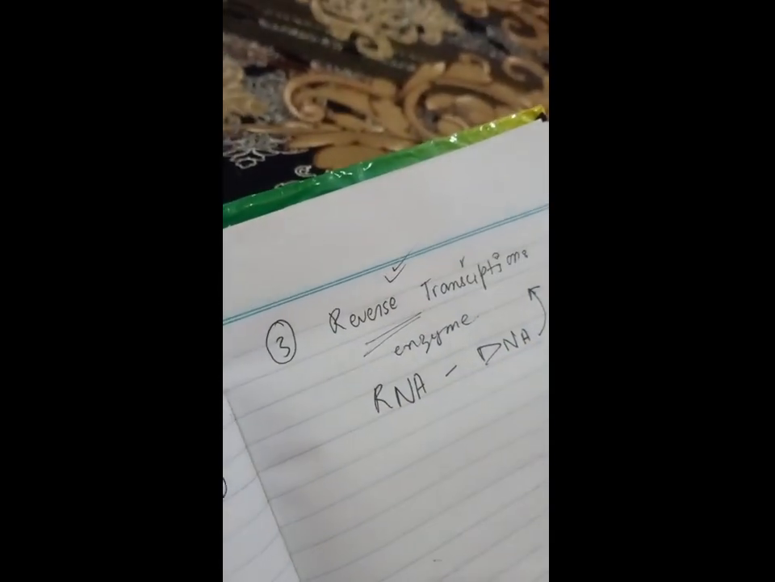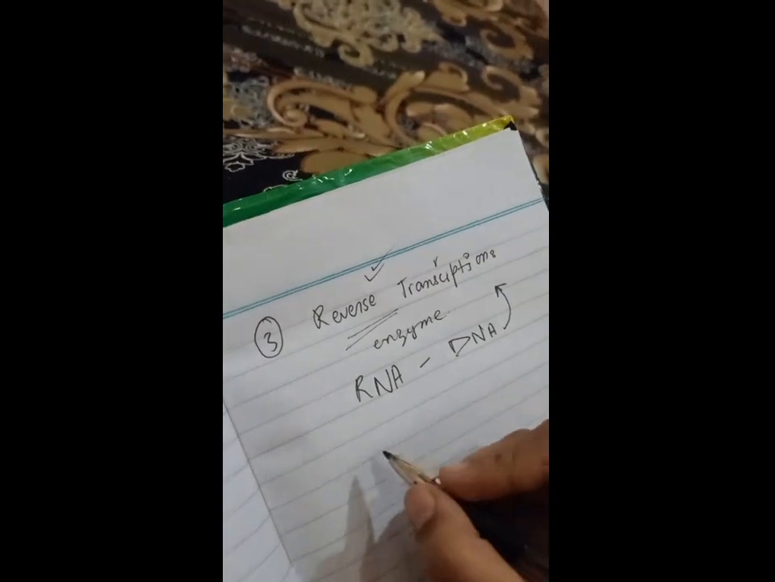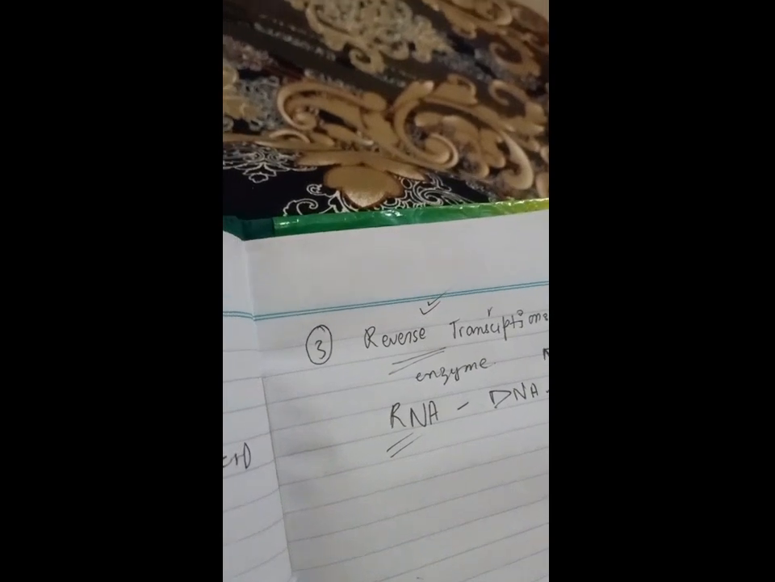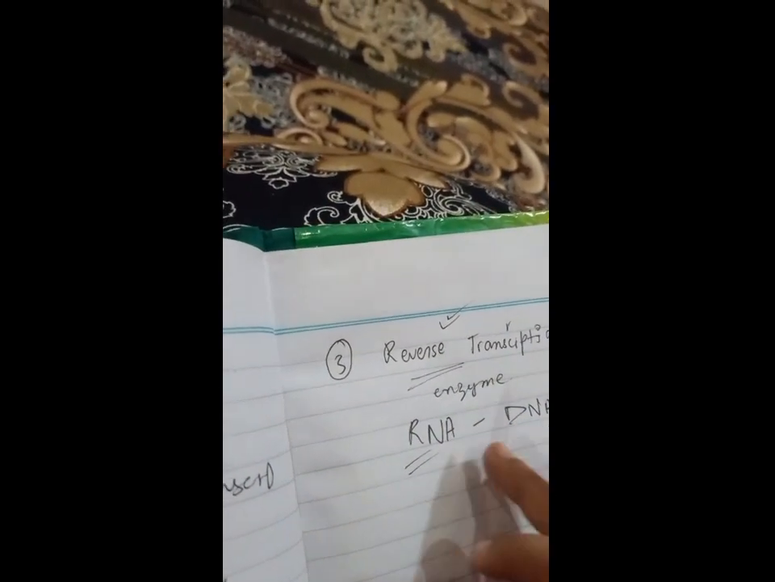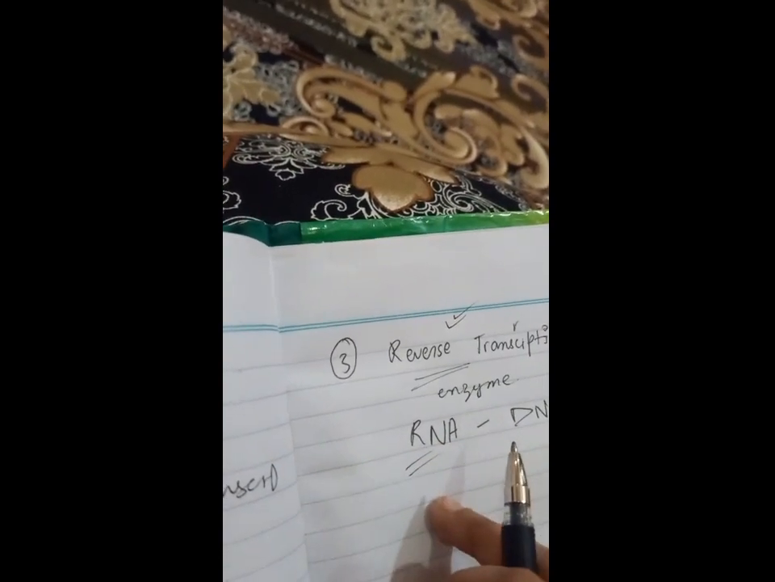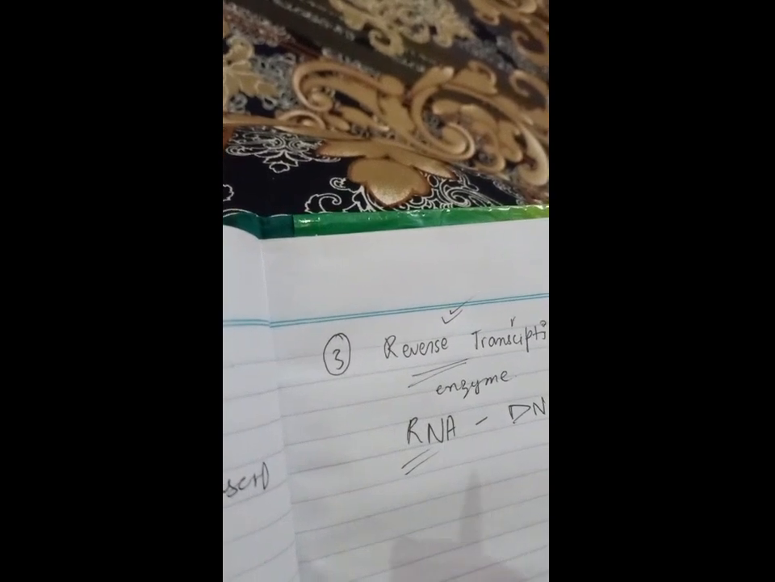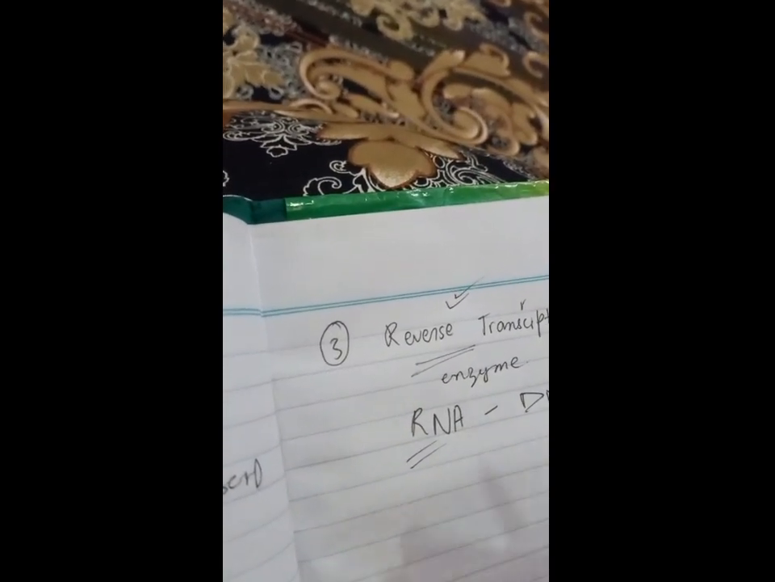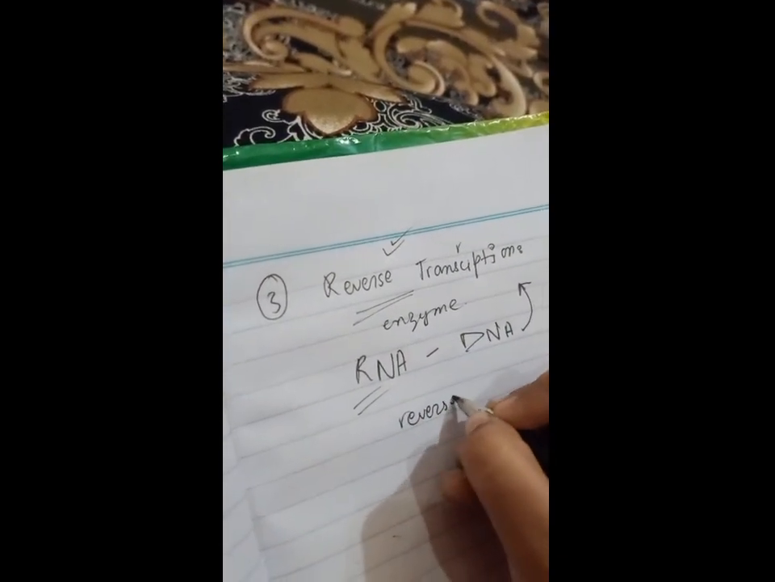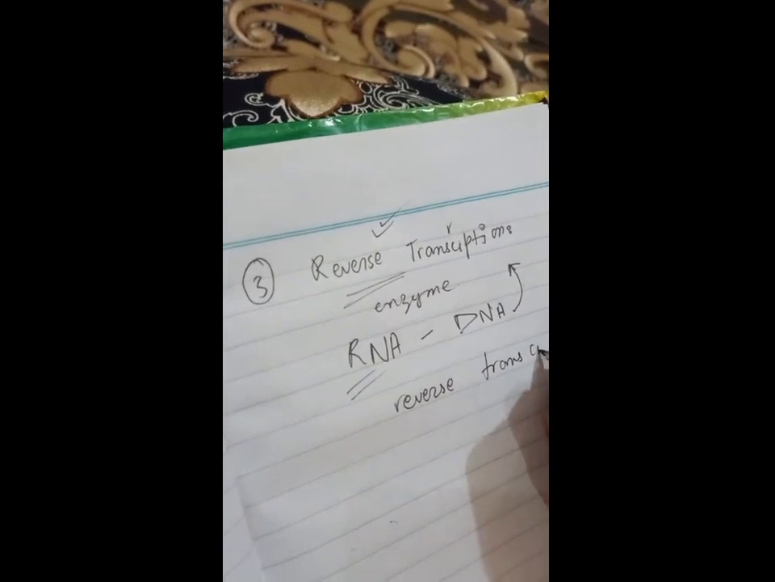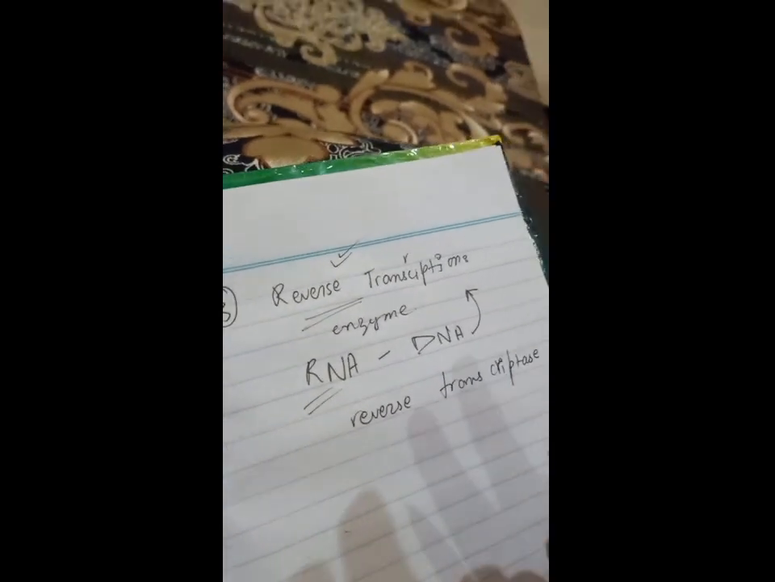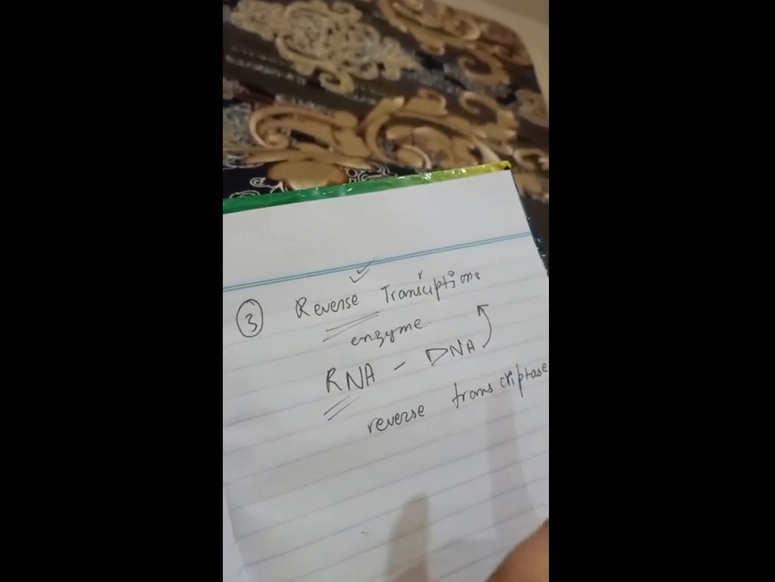This is the step where the viral RNA of the HIV will make a new DNA. This process is called reverse transcription. The enzyme used for this is reverse transcriptase. Reverse transcriptase is the enzyme through which the RNA will be changed into the DNA.